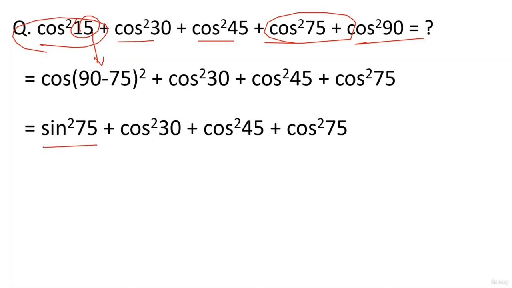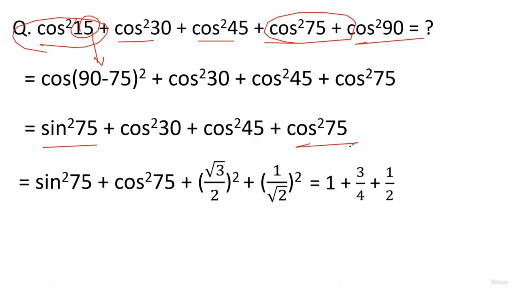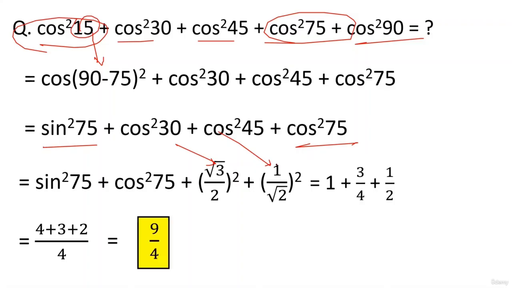Now sin square 75 plus cos square 75 is the trigonometric identity: sin square theta plus cos square theta is 1. And for the remaining values, cos 30 is root 3 by 2 we put, and cos 45 is 1 by root 2 we put. We square them. We get 4 plus 3 plus 2 upon 4, taking the LCM. And the final answer is 9 by 4.